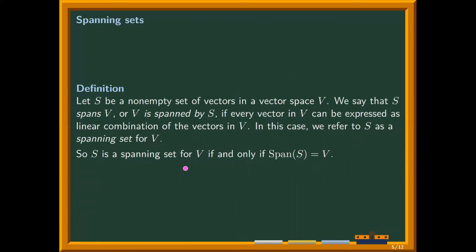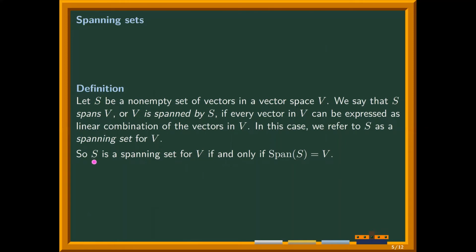Given a non-empty set S of vectors in a vector space, we'll say that S spans V, or V is spanned by S, if every vector in V can be expressed as a linear combination of the vectors in S. In this case, we refer to S as a spanning set for V. A spanning set for a vector space is just a set of vectors. Usually, we want this set to be simple and have very few elements, that is enough to generate all the vectors in V.